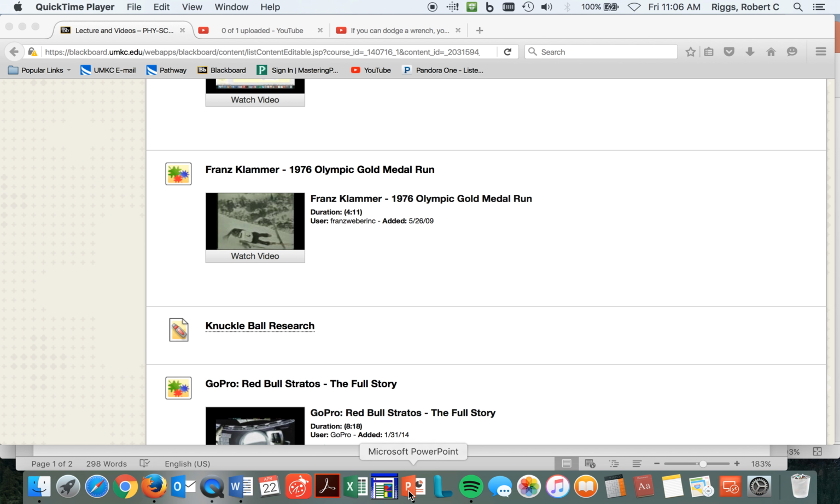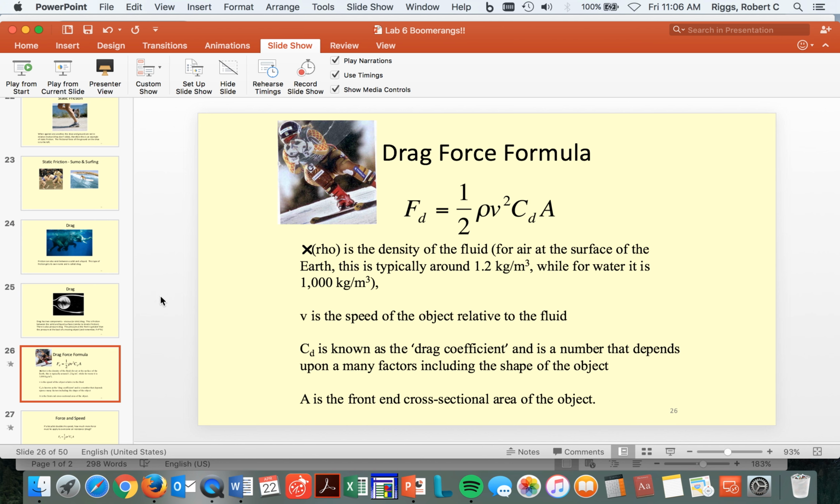So let's go back to the slides here. Okay, so you've got this drag formula. Now our drag formula is going to be a little bit different, because you're going to have to find the coefficient of lift. Same thing as the coefficient of drag, but you're going to find the coefficient of lift for your boomerang. And I'll walk you through that in the actual lab portion next week. Okay.